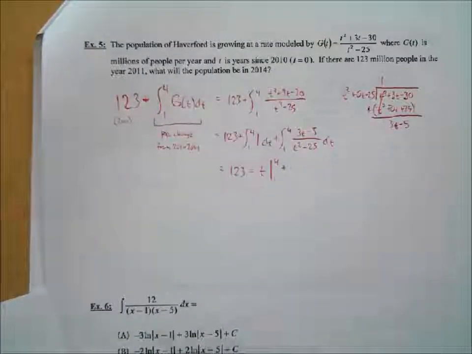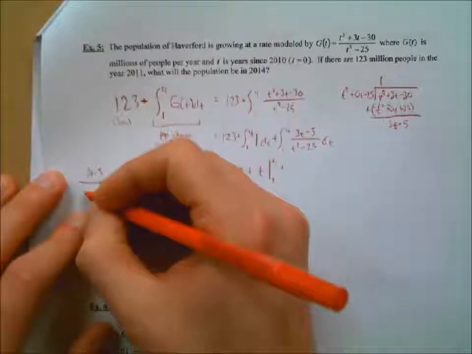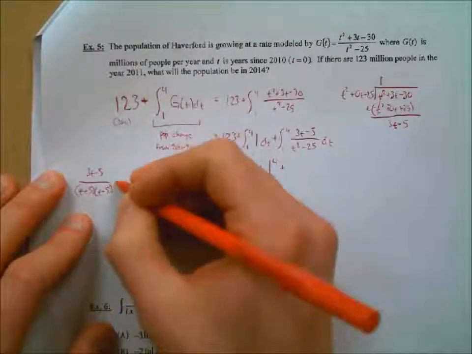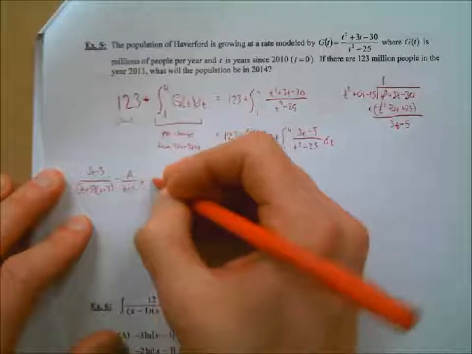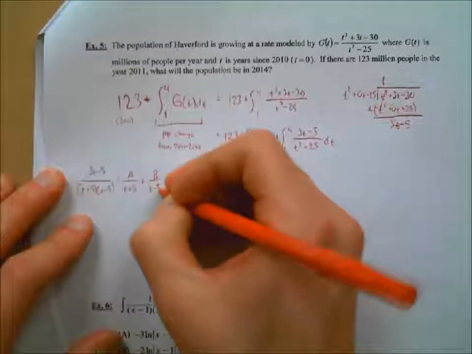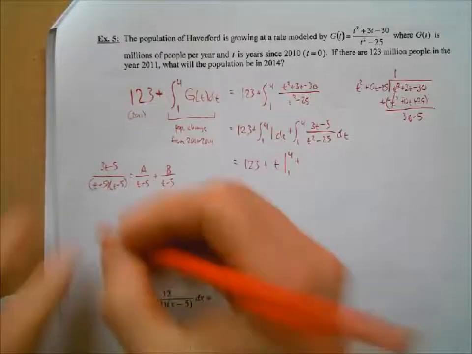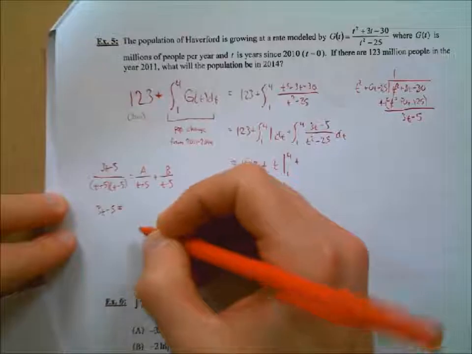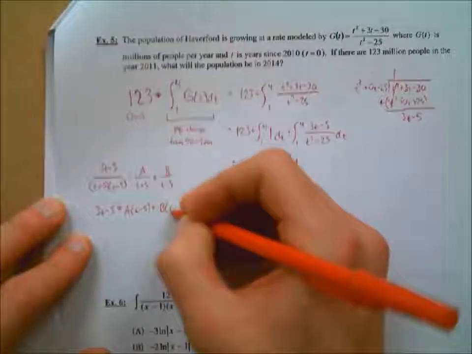So we'll have (3t minus 5) over (t plus 5)(t minus 5) equals A over (t plus 5) plus B over (t minus 5). Okay, so you get 3t minus 5 equals A times (t minus 5) plus B times (t plus 5).